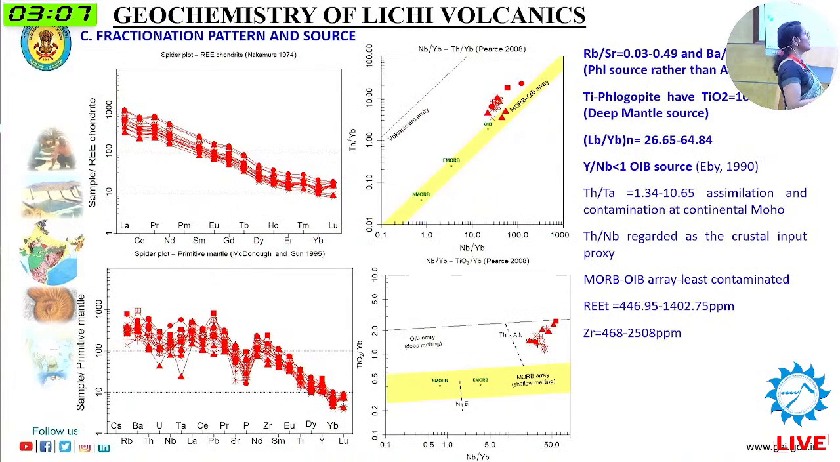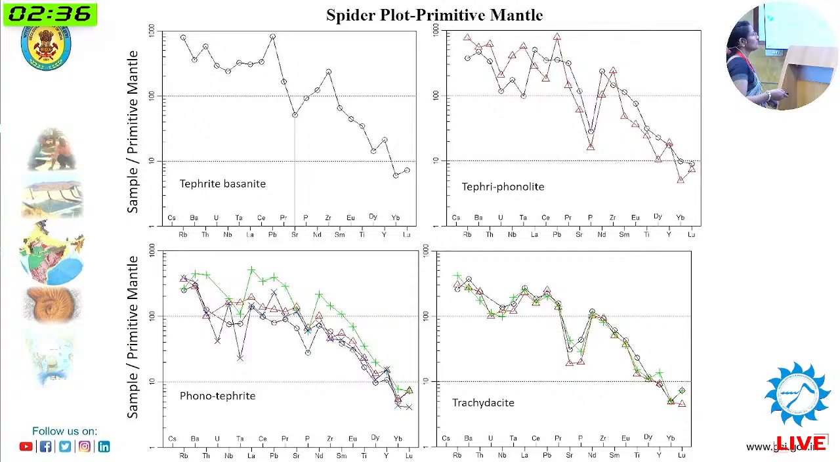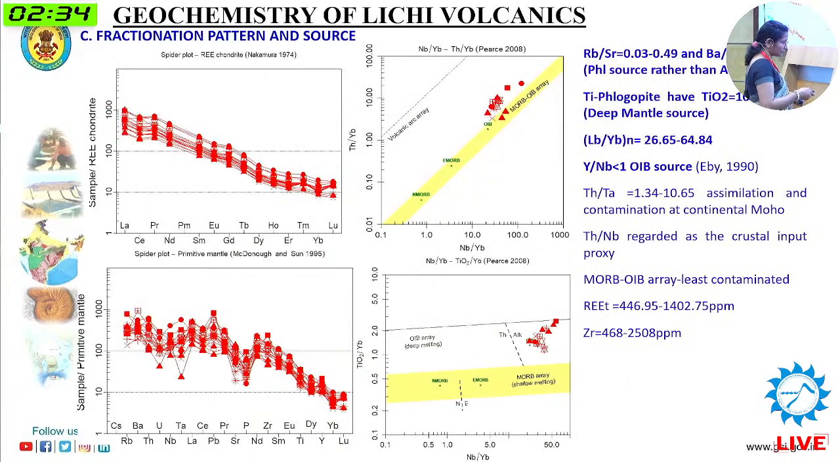When we plot this in the REE diagram, all these samples show a parallel trend, and the La/Yb ratio is 26 to 64. So there is fractionation, which shows that very little partial melting took place, so that the LREE is very enriched over here. And in the Th/Yb versus Nb/Yb diagram, it shows a little bit of crustal contamination, and some are falling in the MORB-OIB array. Here also it shows an OIB trend. So here it is very much clumsy.